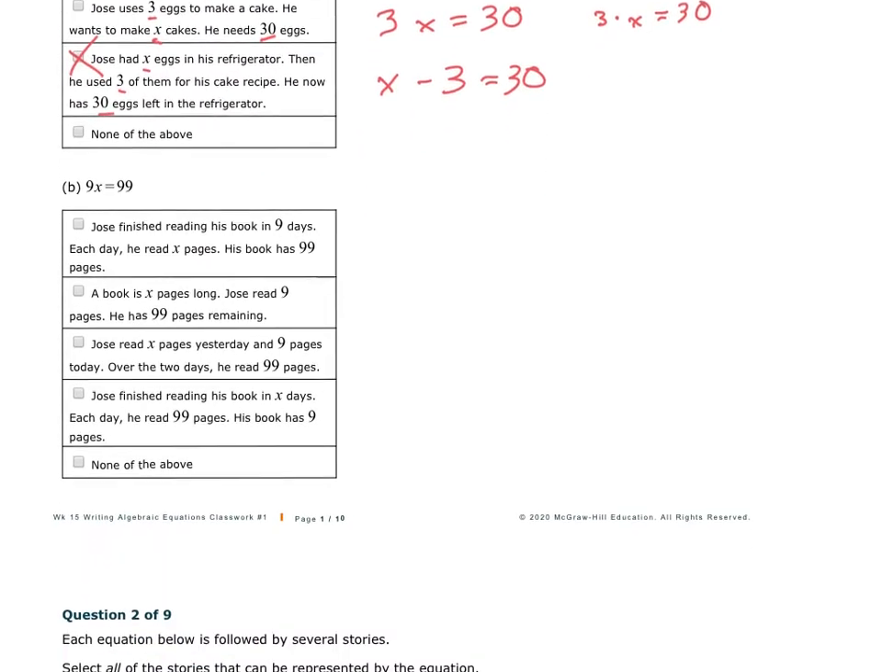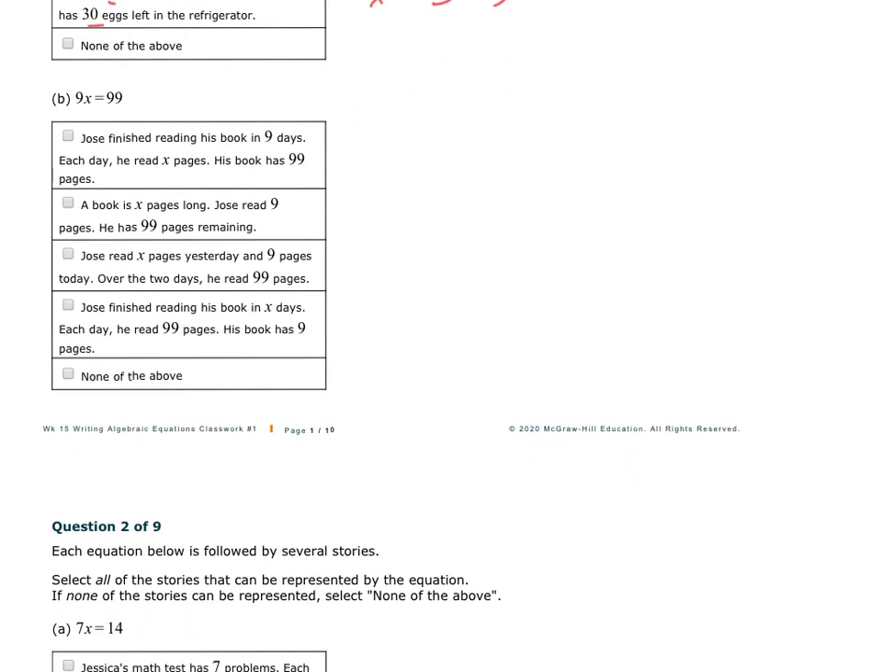Let's look at this next question: 9x equals 99. Jose finished reading his book in 9 days. Each day, he read X pages. His book has 99 pages. So for 9 days, each day he read X pages. So 9x equals 99, or X times 9 equals 99.